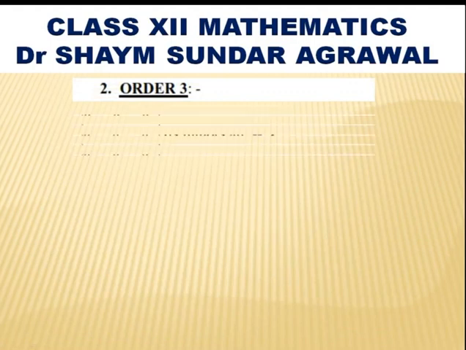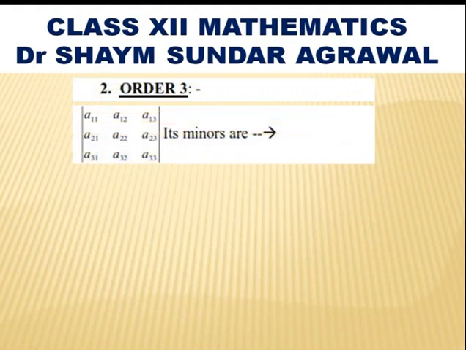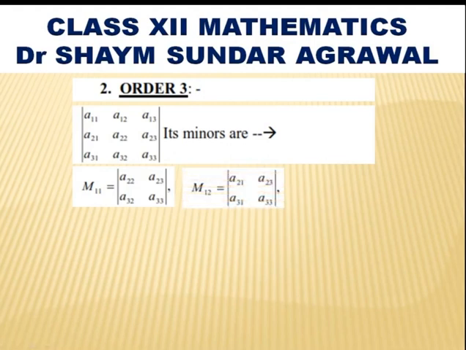Similarly, for order 3, the determinant is A11, A12, A13, A21, A22, A23, A31, A32, A33. Its minors: M11, the minor of A11, is after deleting the first row and first column. The determinant of the rest elements is the determinant of A22, A23, A32, A33. Similarly, minor of A12 is M12, that is after deleting the first row and second column. The determinant of the rest elements are A21, A23 and A31, A33.